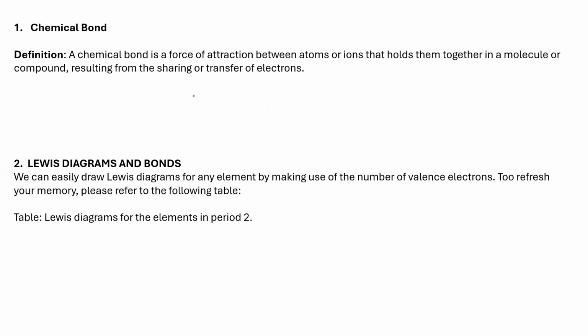Now, number one, we will be looking at what we call the chemical bond. When we talk about the chemical bond, what are we actually talking about? When two atoms or two ions are held together in a molecule, we say we have a chemical bond. For two atoms or two ions to be held together in a molecule, it's because of the sharing of electrons between those two atoms.